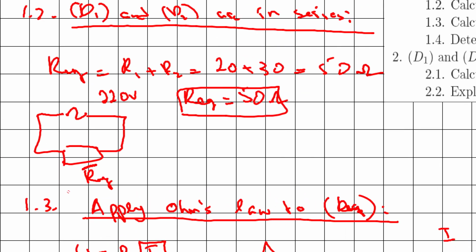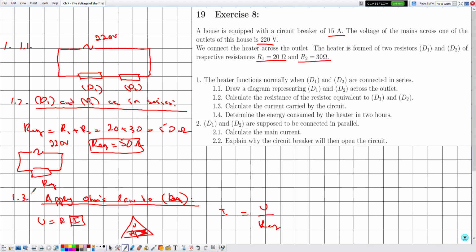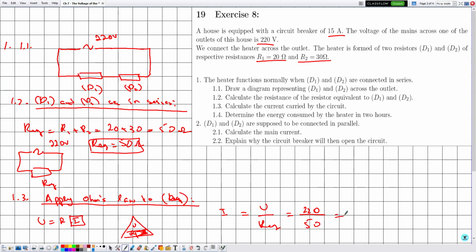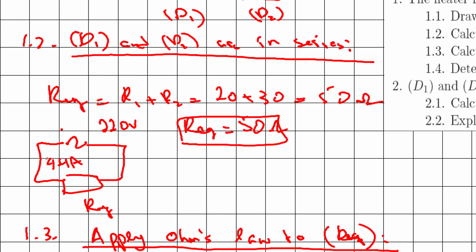Here we are applying Ohm's law to R equivalent, and because it is the only component found in this electric heater, so here we are talking about the heater. It is not water heater, it is a heater. So the voltage is given by 220 volts divided by R equivalent. R equivalent is given by 50. Now plugging this on the calculator, the current traversing this equivalent resistance is given by 4.4 amperes. Now here we don't specify the direction of the current because we don't have positive pole or negative pole.